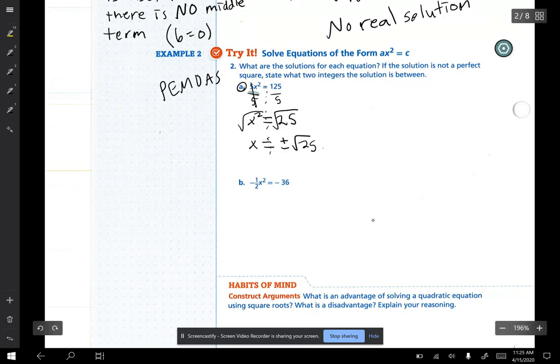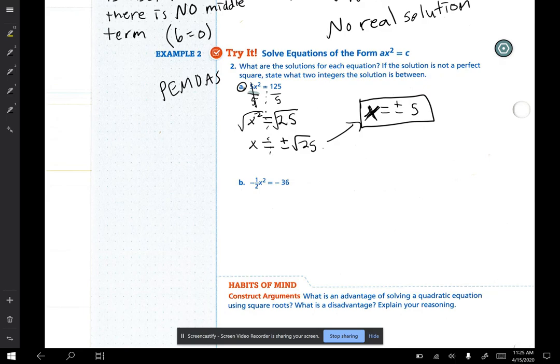Let your calculator do the work for you. In your calculator, type square root 25, press enter, and your calculator will tell you that the square root of 25 is 5. But remember, we're not writing just one answer. We are writing plus and minus because we took the square root to solve. So it's positive and negative, plus and minus 5.